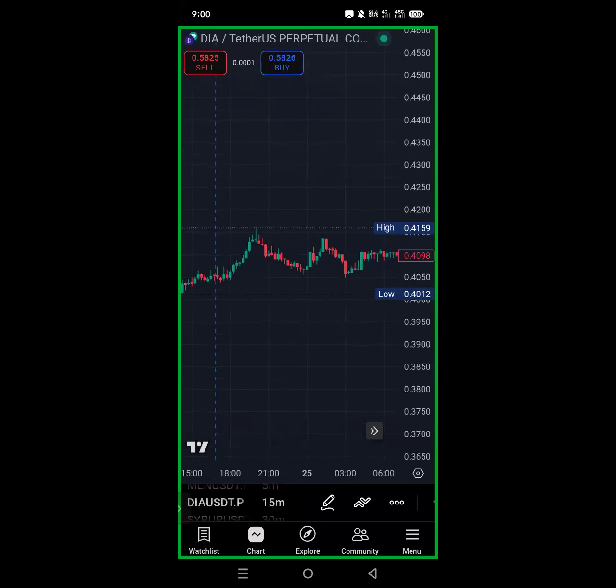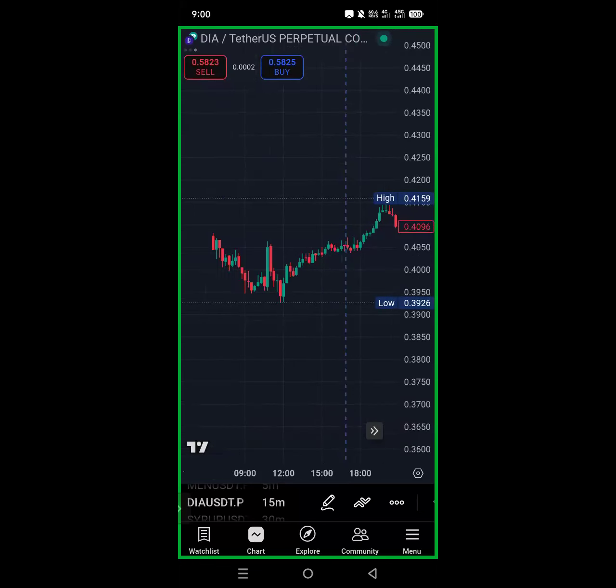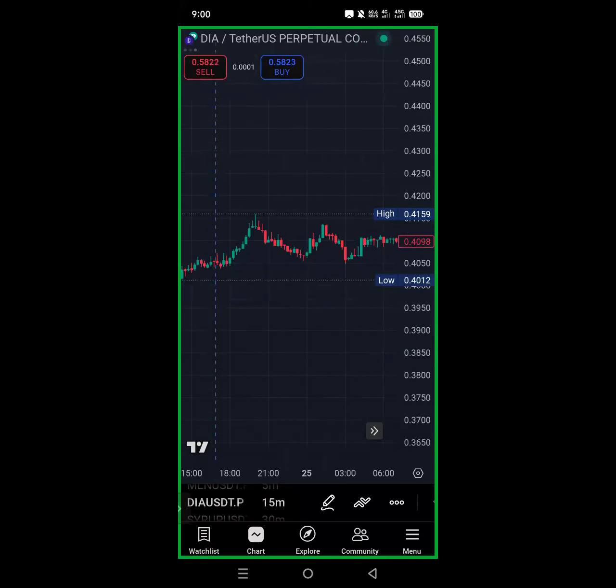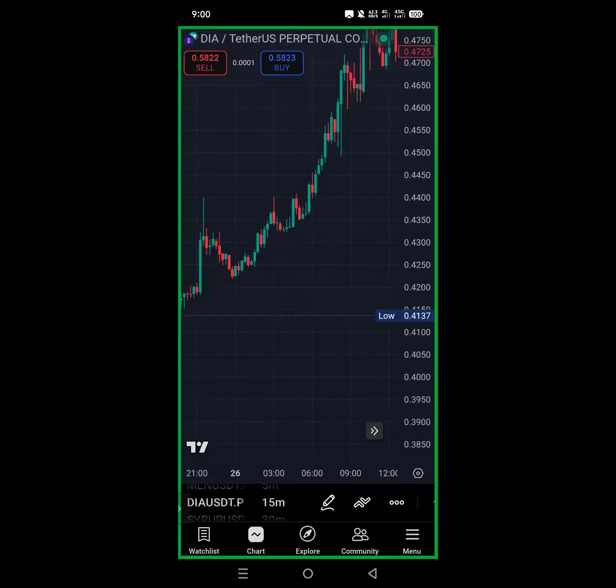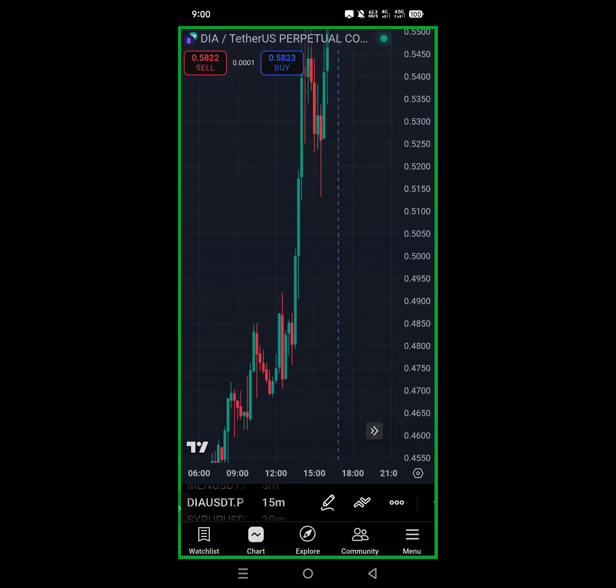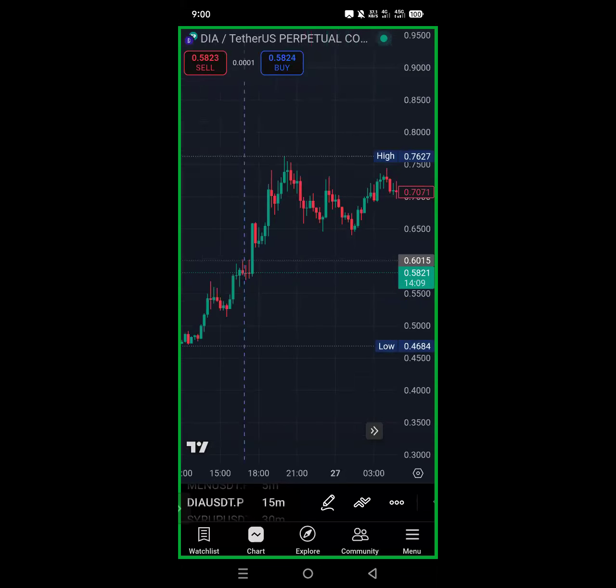The most common ones: bullish engulfing, bearish engulfing, hammer, shooting star. They're the most common ones I'm seeing here. The most common candlestick patterns that were formed here.